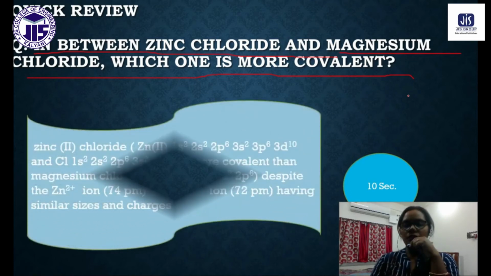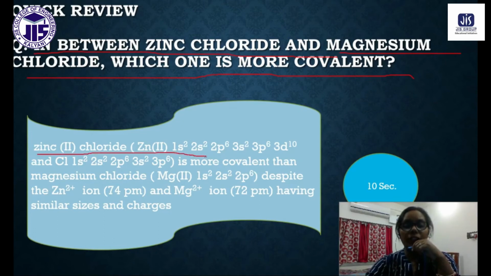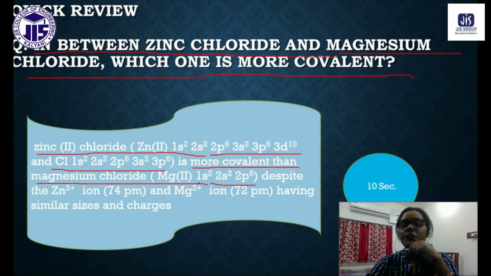Now look at the question. Yeah, this is the answer. You are absolutely right, I think you know the answer. That is zinc chloride. What is the electronic configuration? 1s2, 2s2, 2p6, 3s2, 3p6, 3d10. And for chlorine, 1s2, 2s2, 2p6, 3s2, 3p6. Zinc chloride is more covalent than magnesium chloride. What is the electronic configuration for magnesium? 1s2, 2s2, 2p6, a fully filled shell.